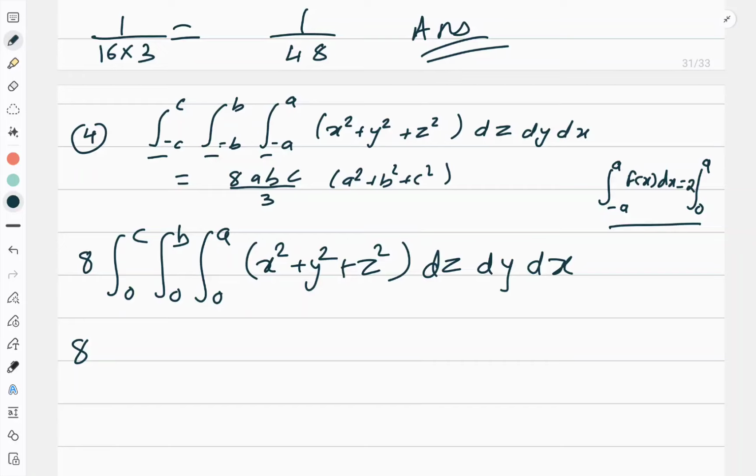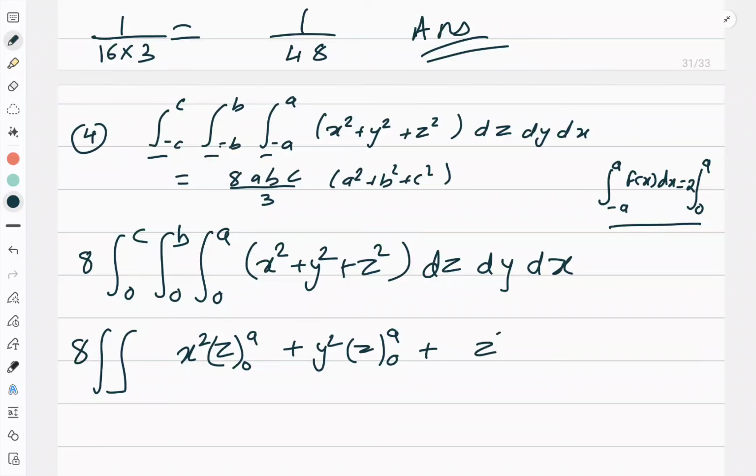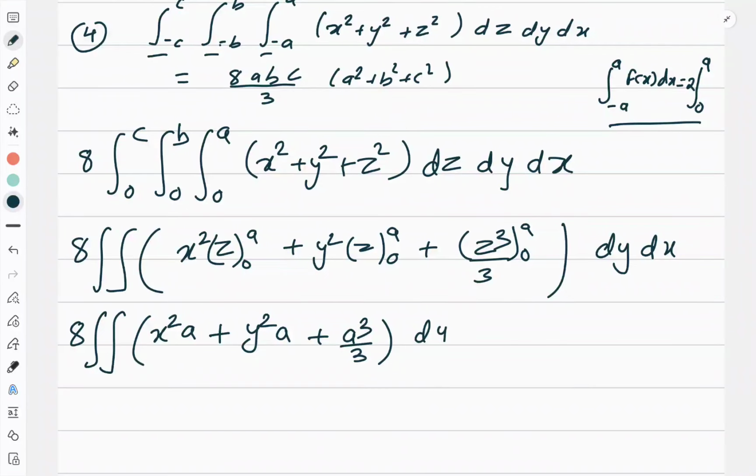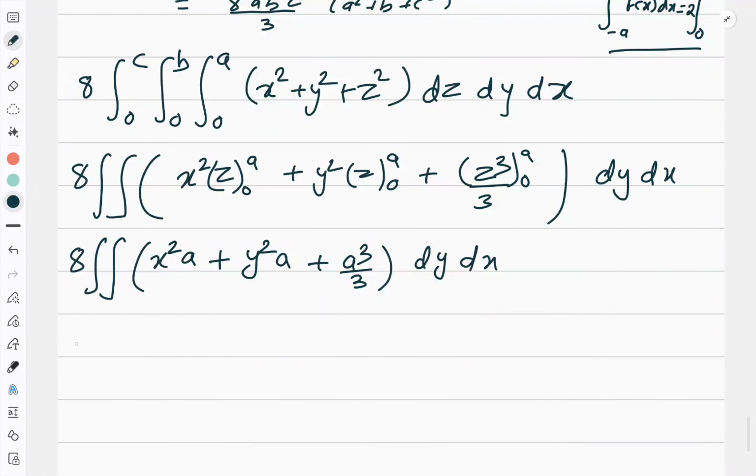So let me first integrate with respect to z. So x square z, limit 0 to a, plus y square z, limit 0 to a, plus z cube by 3, limit 0 to a. Okay. So what is left? Left is dy and dx. Now let us apply the limits. So 8 times the integral of x square a plus y square a plus a cube by 3, dy dx. Okay. So now integrate with respect to y.